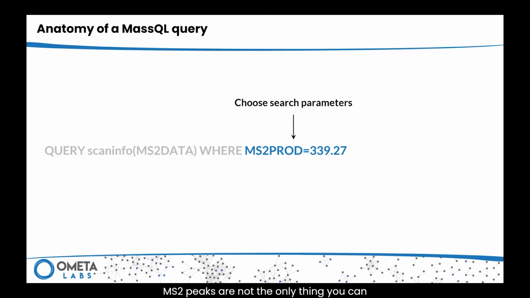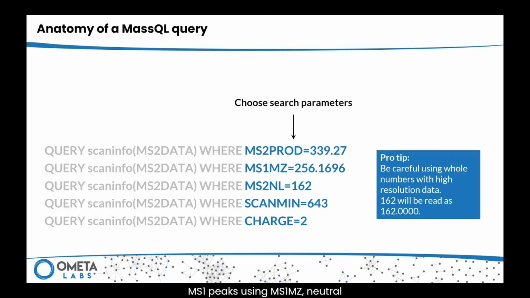But MS2 peaks are not the only thing you can search using MassQL. You can also search MS1 peaks using MS1MZ, neutral losses using MS2NL, specific scan numbers using scan-min or scan-max, charges, retention times, ion mobility, etc.